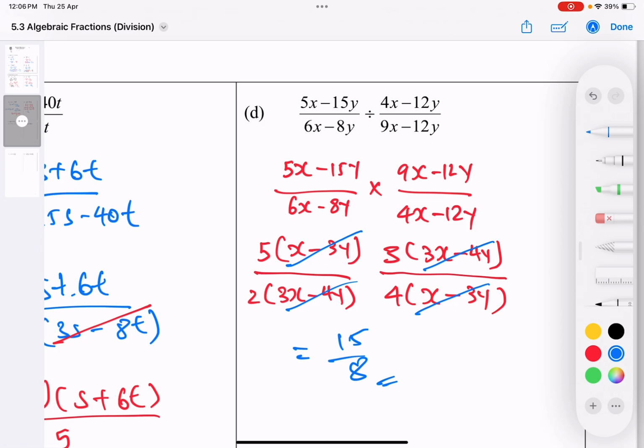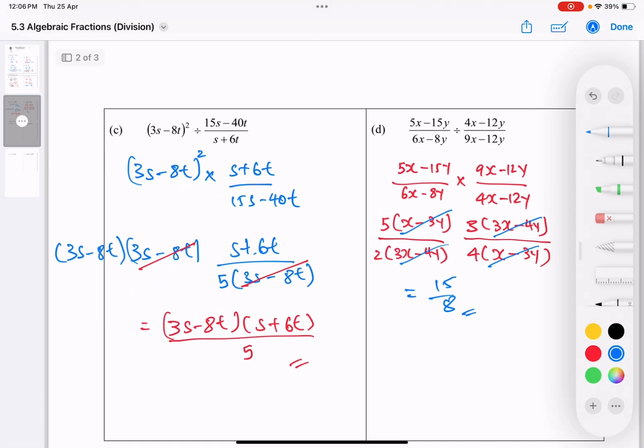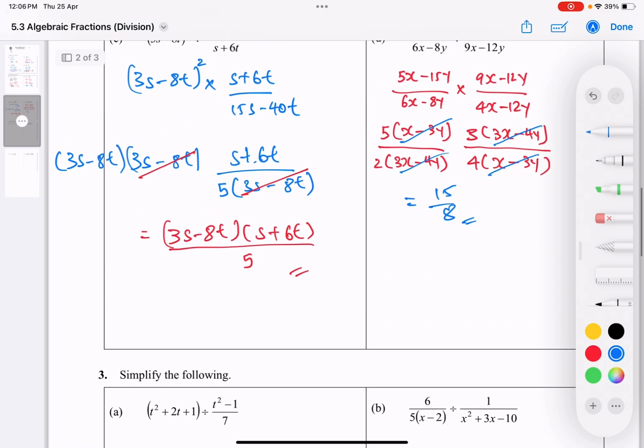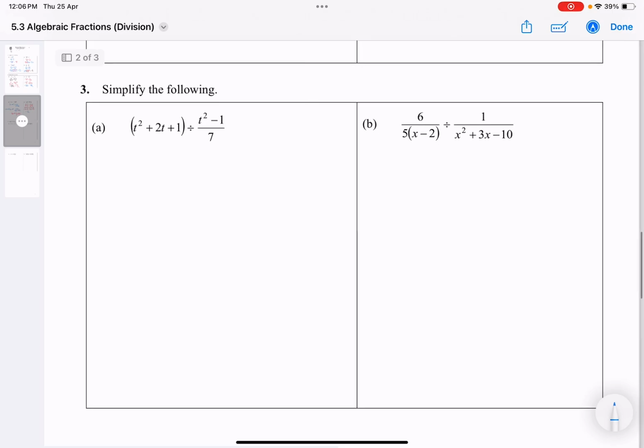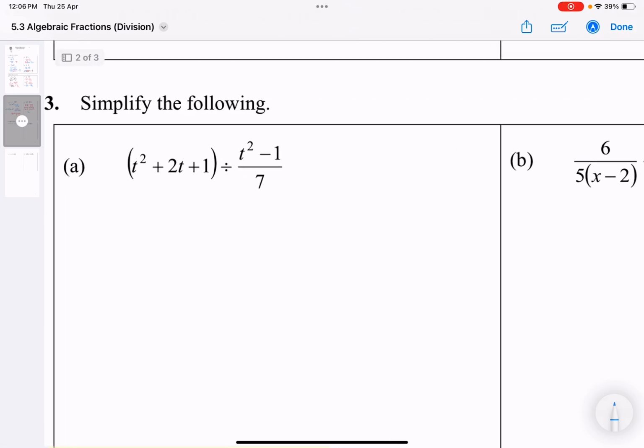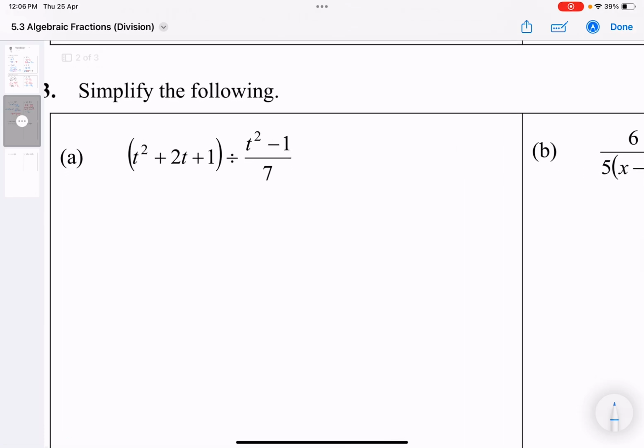Alright, is that alright? Okay, let's do the last and final question, question 3. This is the last question of this worksheet already. Let's hurry up and finish this. So question 3, exactly the same. Ladies and gentlemen, this question is exactly the same. We will first keep, change, flip.